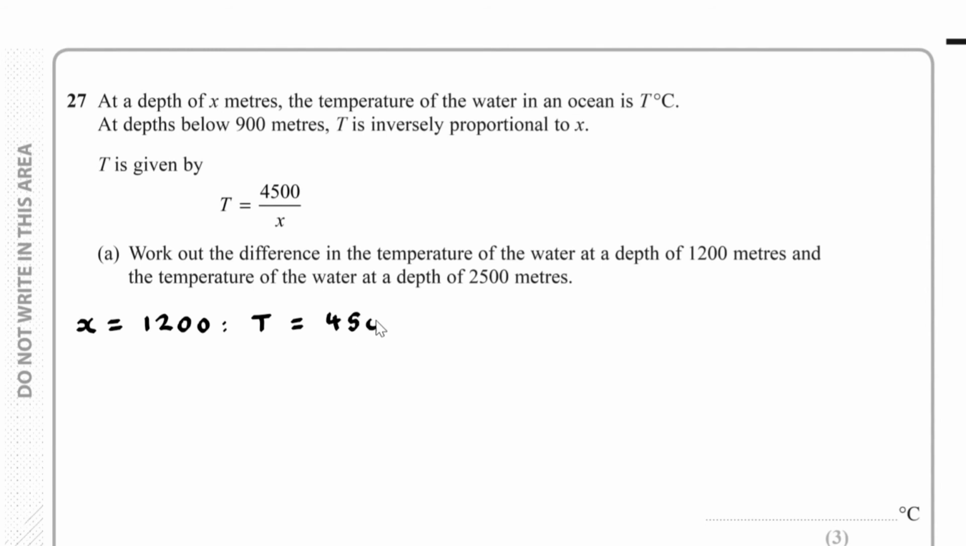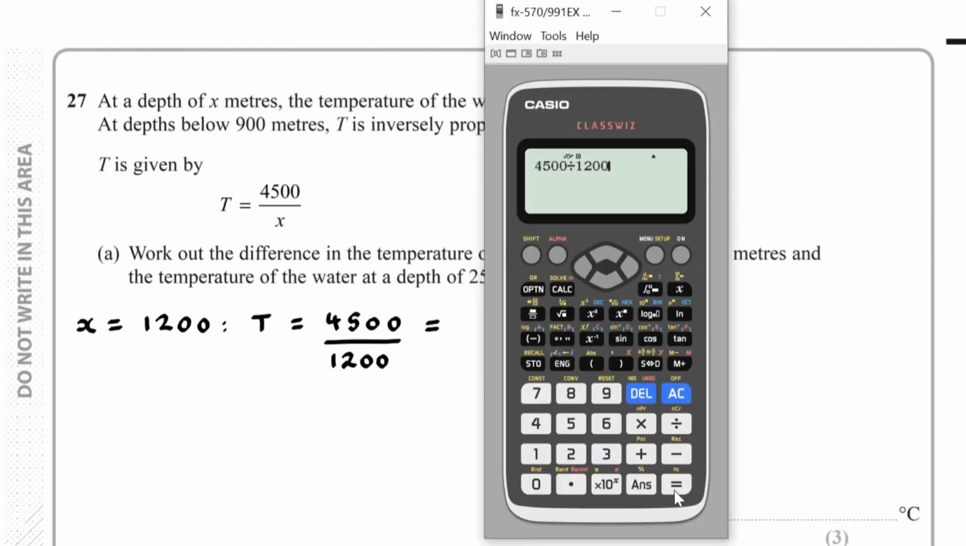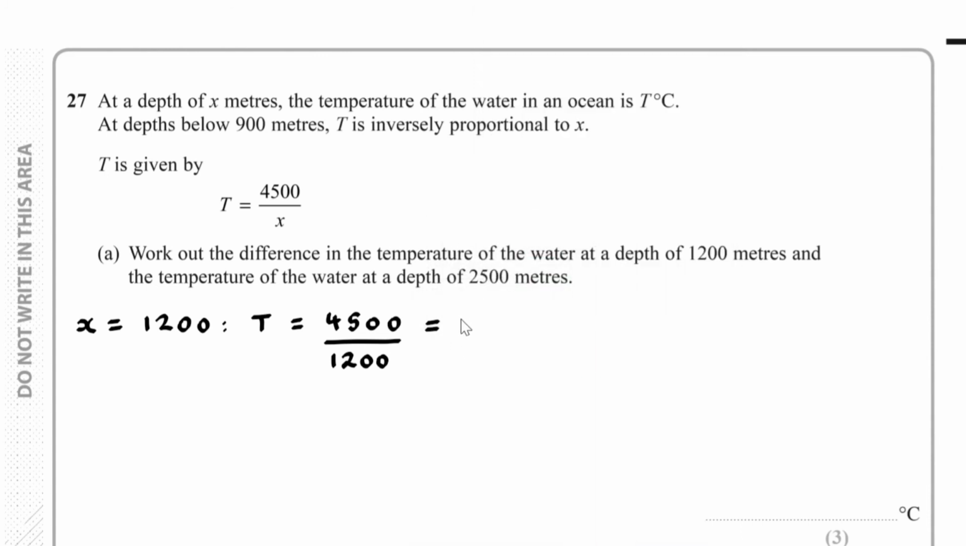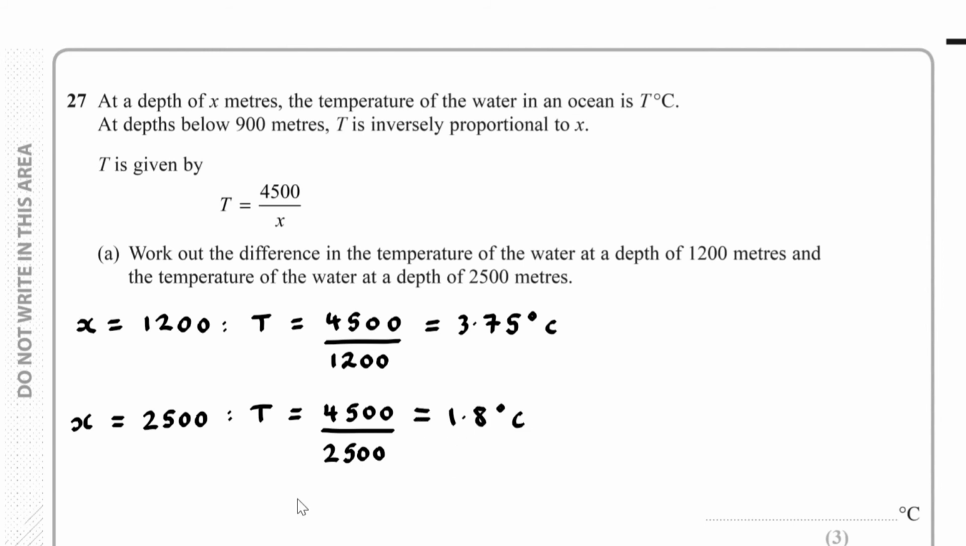T is equal to 4,500 divided by 1,200. So if I work out what this is, we get 3.75 degrees C. When x is equal to 2,500, T is equal to 4,500 divided by 2,500, and here we get 1.8 degrees C. So the difference is 3.75 subtract 1.8, which is 1.95. So we have 1.95 degrees C.